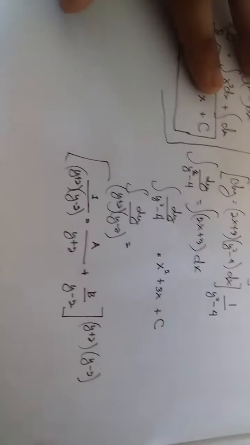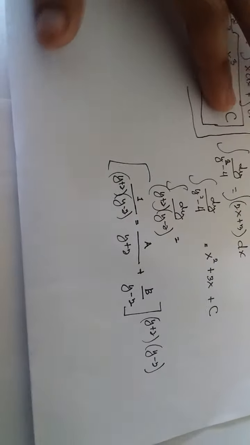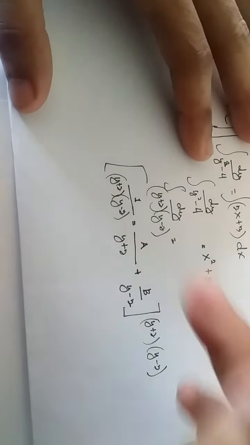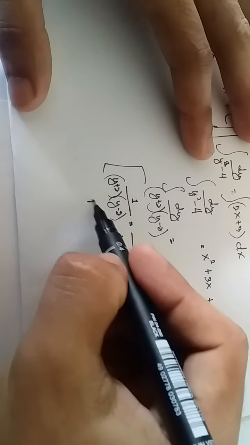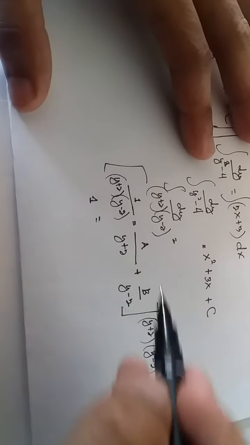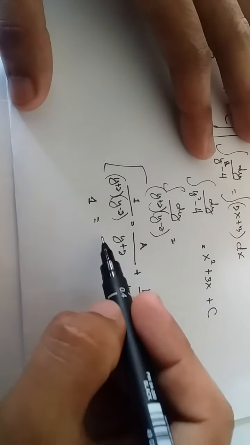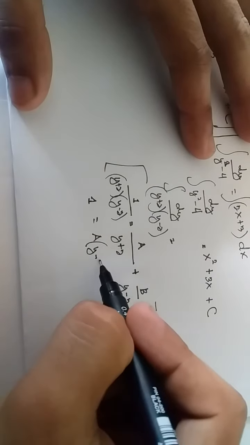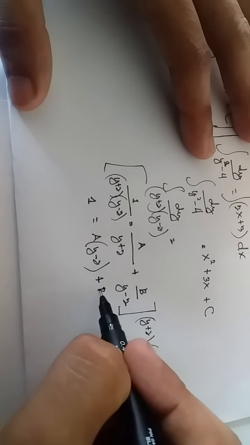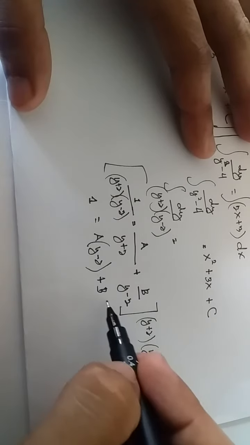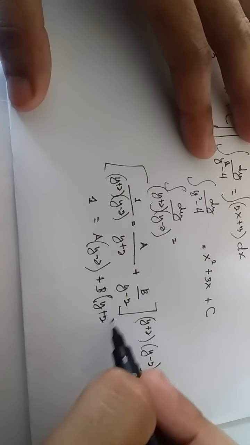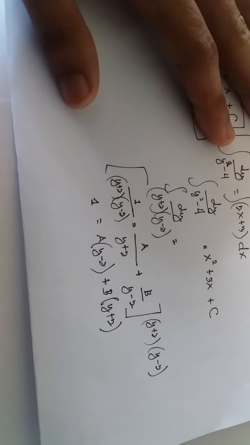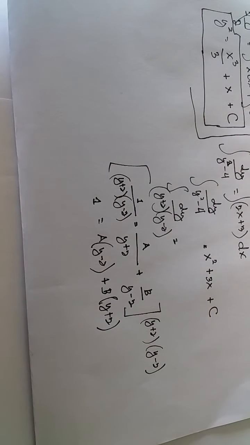On the left hand side, this cancels out and 1 remains. On the right hand side, for a, y plus 2 is cancelled out, so we have y minus 2. For b, y minus 2 is cancelled out, so we have y plus 2. Now we will solve for the values of a and b. How do we do this?